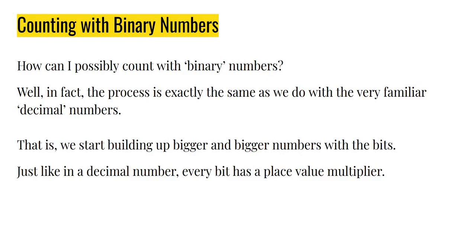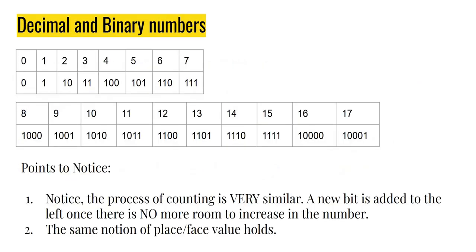Just like in decimal numbers, every bit that we are putting in, which is basically 0 or 1, has a place value multiplier. So the basic principles remain the same. Of course, there are some details that we must understand as we move forward. So, like I said, the way we count, let's look at the decimal values first and then the binary.